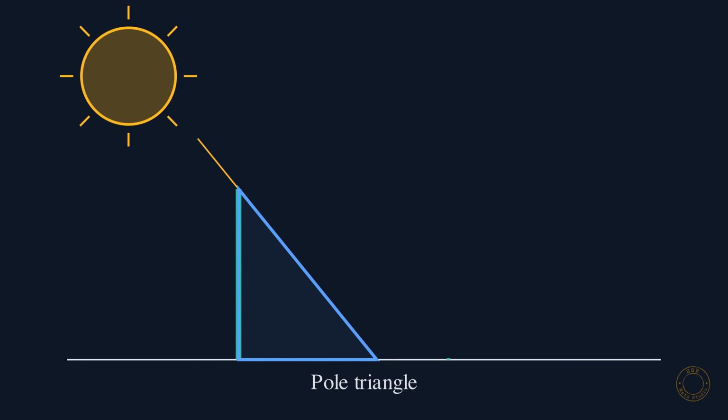Now place a smaller object nearby, like a stick. The stick also makes a shadow. The stick, its shadow, and the sunlight also form a triangle. These two triangles have the same shape, meaning they have the same angles. Why? Because both have a right angle with the ground.